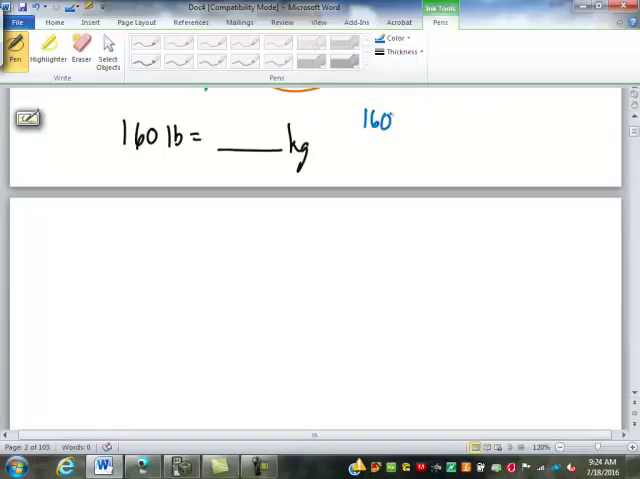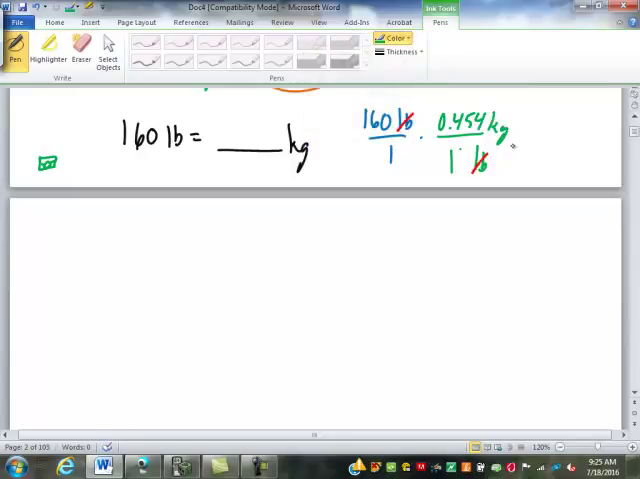Well, you got your 160 pounds over 1. 1 pound is going to go on bottom. If we look in our book on page 576, now in my math lab, it'll actually bring up a little chart. At the bottom of the question, there'll be a little button. If you click on that, it'll bring up your conversion chart, so you don't have to have your textbook out. You can just look it up right there. So anyway, in the book here, 1 pound is 0.454 kilograms.